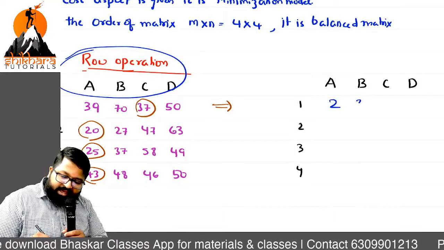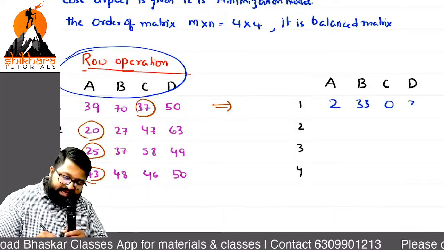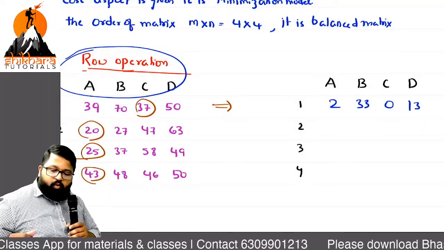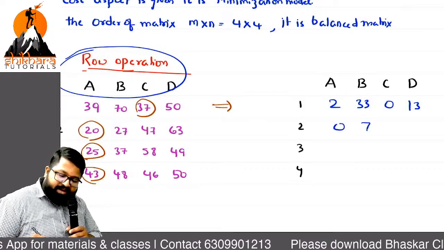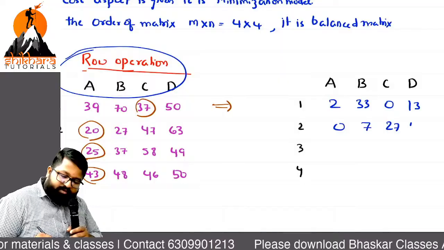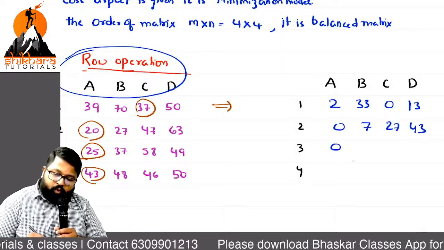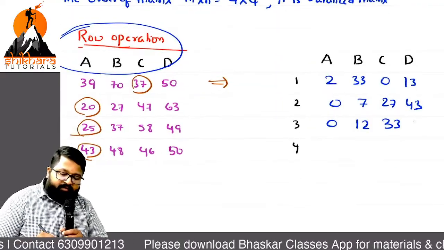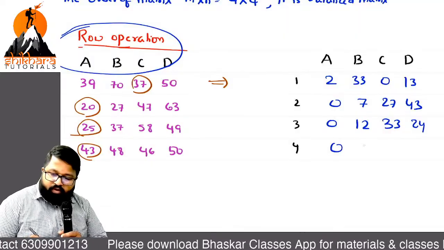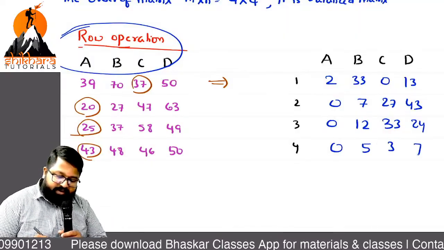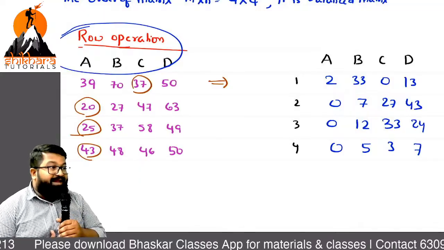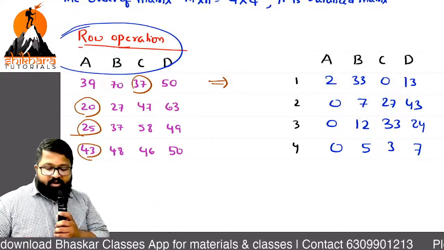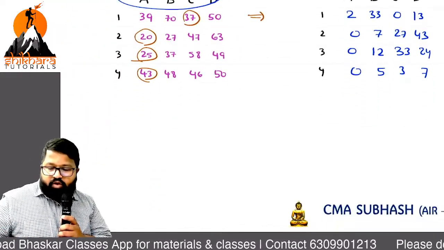2, 33, 0, 30, 1, 3. Now 0, 7, 27, 43. Next, ma? 0, 12, 33, 24. Next, ma? 0, 5, 3, 7. The row operation end result. Okay. Once this end result is done, what is the next operation, ma? So take down the heading, column operation.